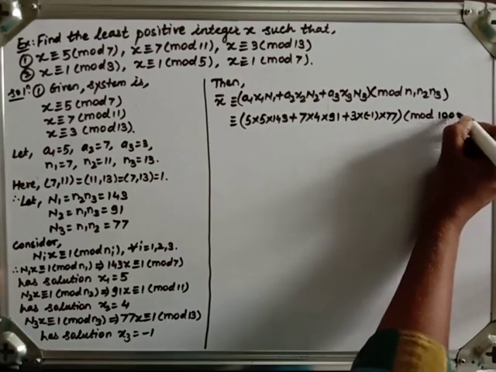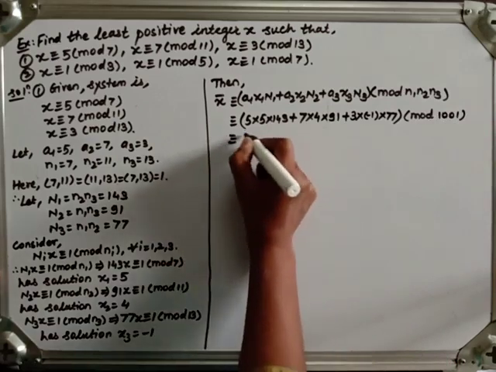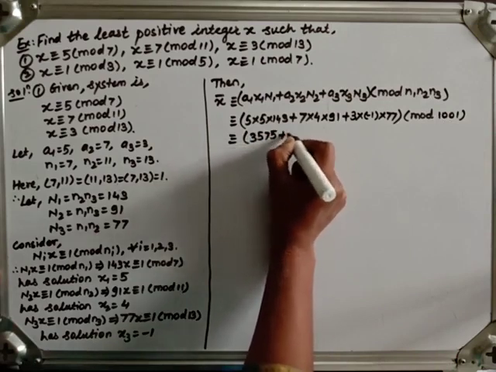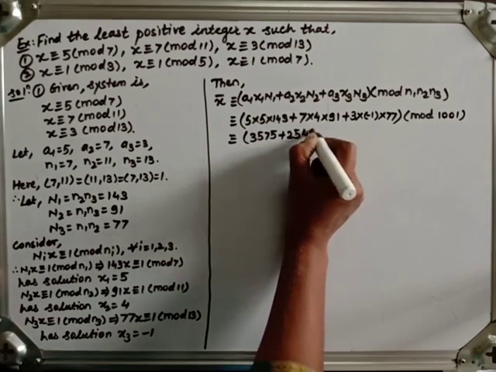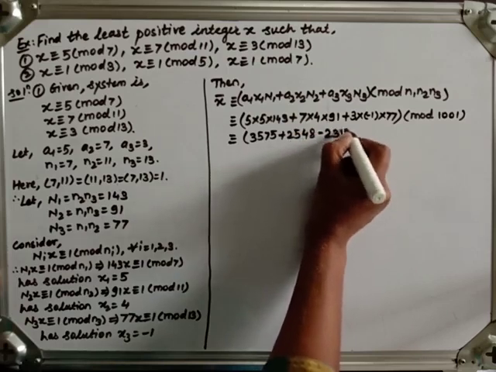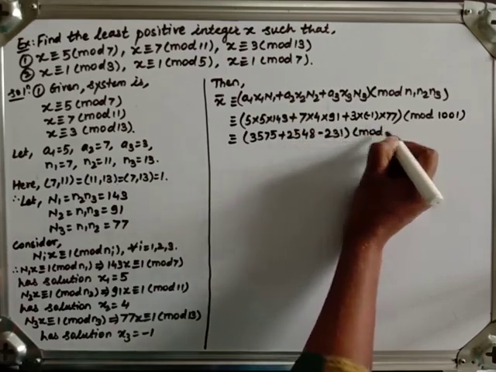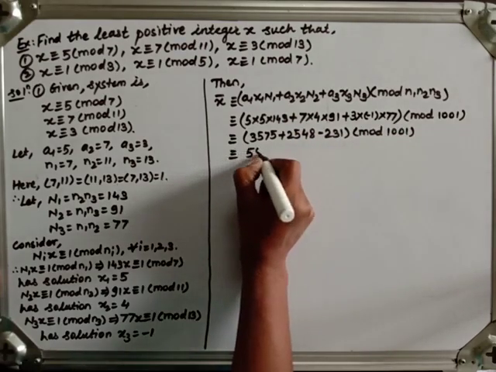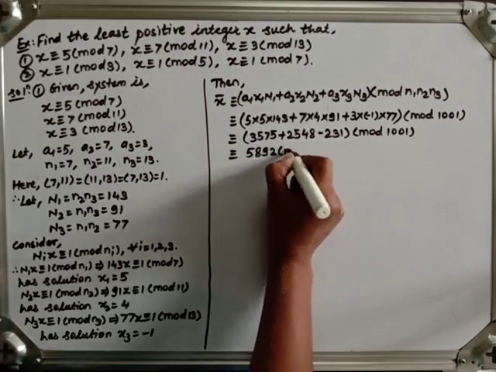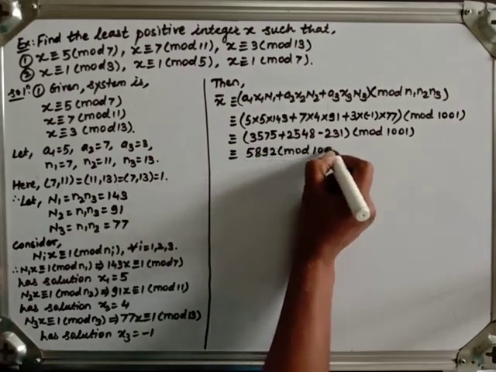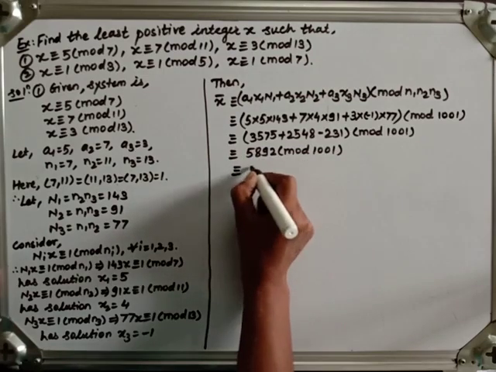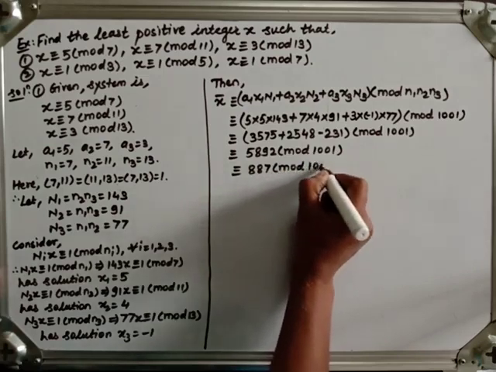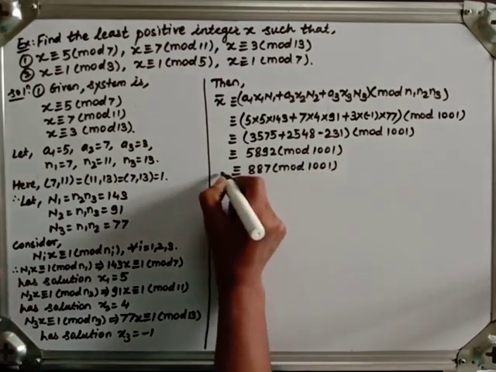It is 1001. So it is congruent to 3575 plus 2548 minus 231 modulo 1001. So it is 5892 modulo 1001. So modulo 1001, here the remainder is 887 modulo 1001. So this gives x bar.